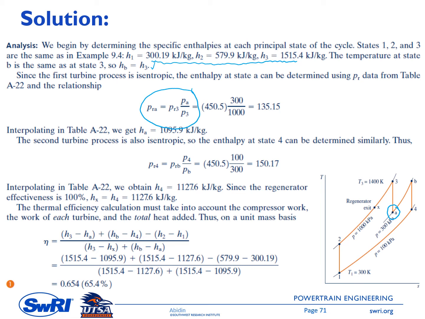So this is the correlation between the pressure ratio and the Pr ratio. So PA over P3 here is 300 over 1000, and then Pr3 can be obtained from table A-22. So you will get PrA here is 135.15, and then you go back again to table A-22 to get the enthalpy at state A. So you will get 1095.9 kilojoule per kilogram.